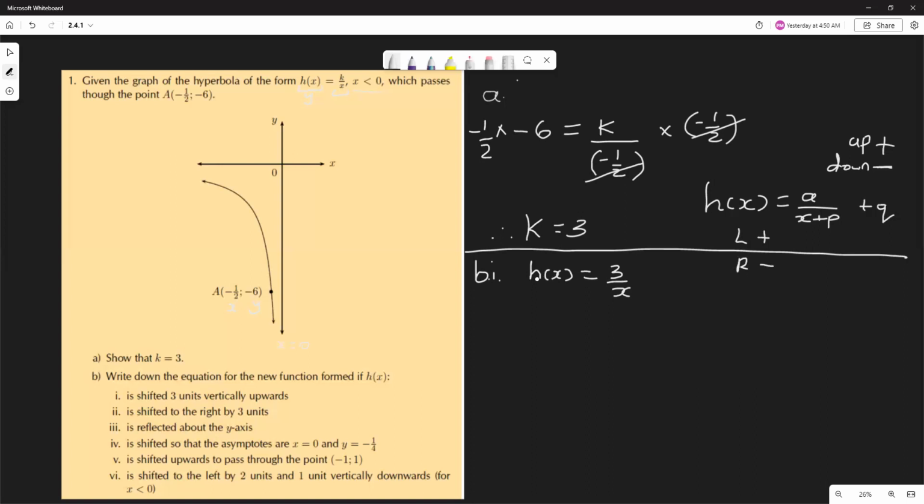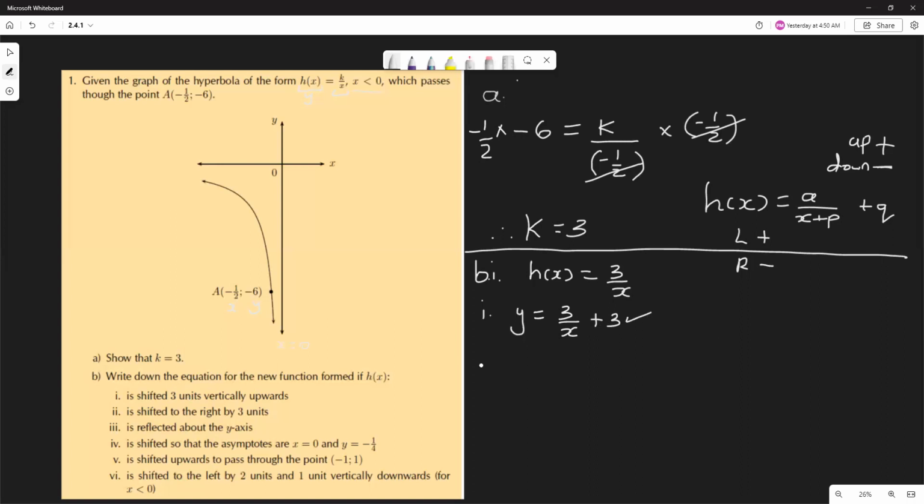Now let's come here. We have h of x equals 3 over x, and they want us to shift it 3 units up. The new graph will be y equals 3 over x, and remember your q, if there's nothing, it means there's 0 there. So it's like 0, and then you add the 3 for this upwards movement. That's your new graph in this case.